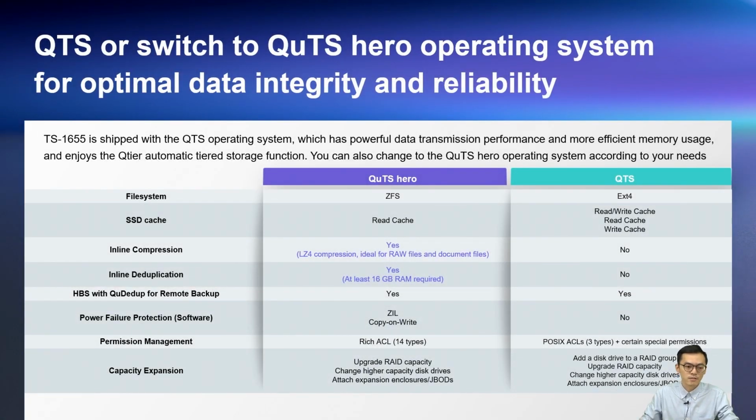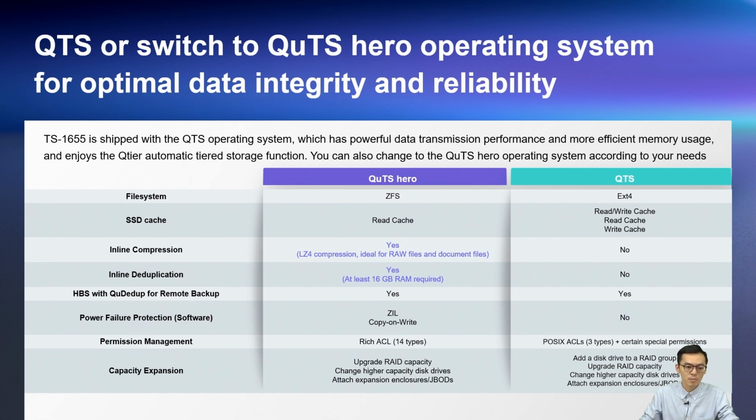And TS-1655 is standard with the QTS operating system, which has powerful data transmission performance and more efficient memory usage. It can also be changed to the QTS hero operating system according to requirements to provide unique data integrity protection features. The following table lists the main differences between QTS and QTS hero.